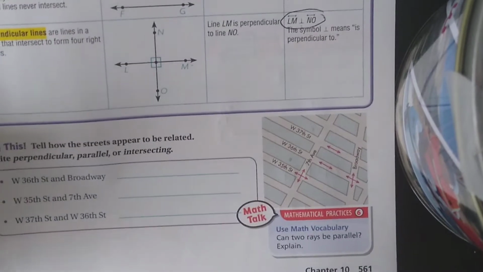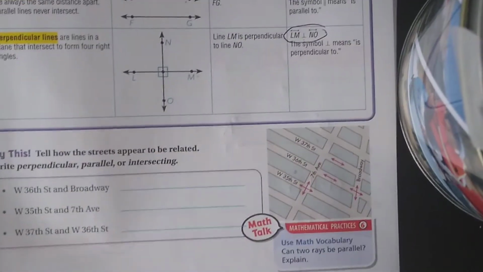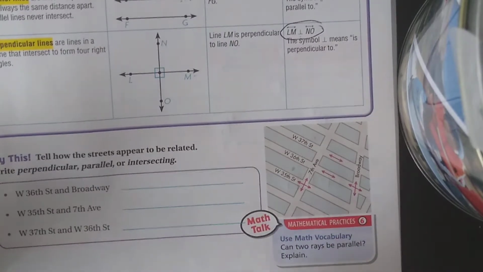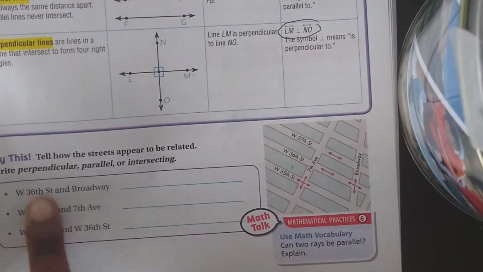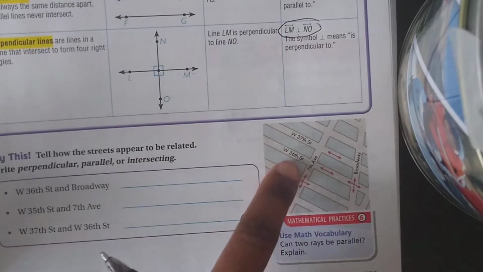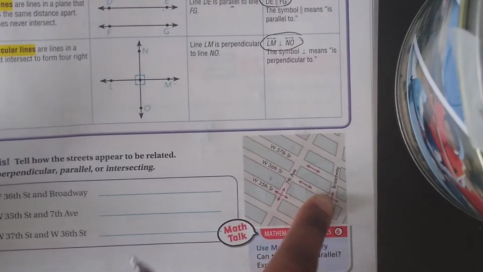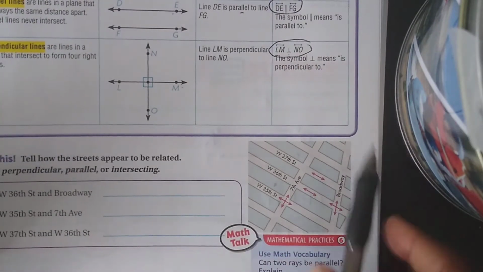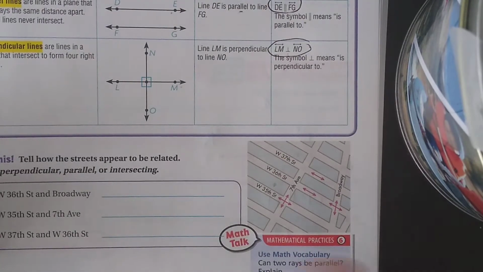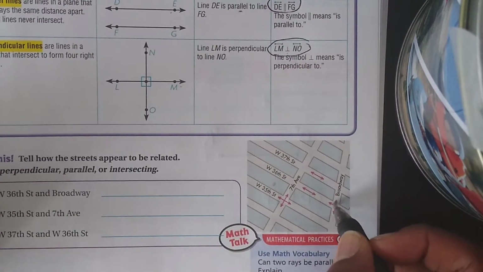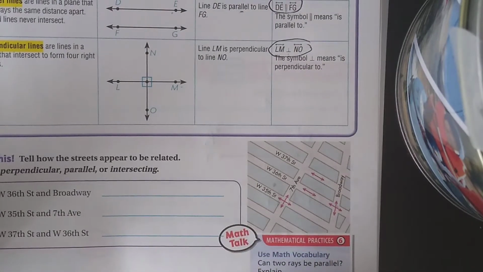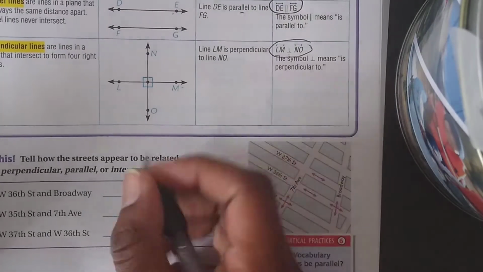Okay. So we're going to tell how the streets appear to be related, writing the words perpendicular, parallel, or intersecting. So basically, we're just going to make sure we understand how these streets relate using those three main words. So we have West 36th Street, which is right here, and then we have Broadway, which is right here. And I love how they really just identified that for us. And I'm looking and I'm saying, Broadway's kind of tilted. It's not perfectly up and down. And I'm looking really close at these angles that are being formed. None of them really look like right angles. I don't really see corners of squares anywhere there. So I'm going to say these are intersecting.